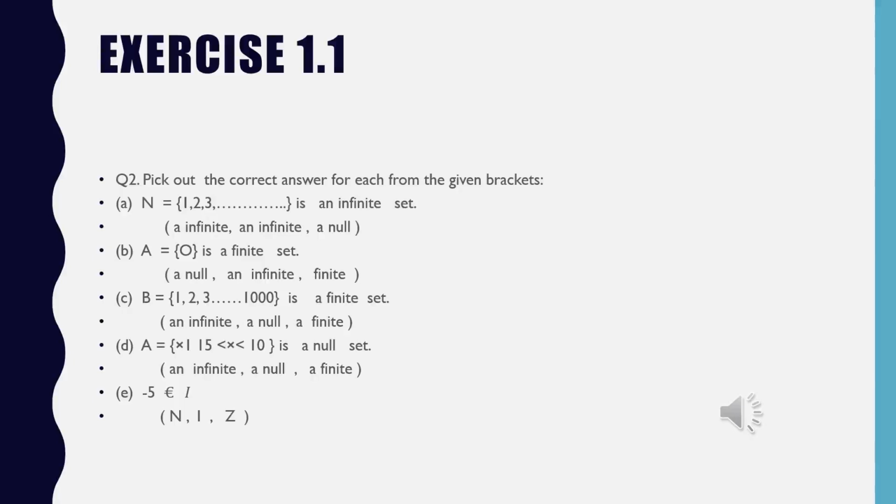Now the fifth and last part of this question is -5 is a member of dash, and the options are natural numbers, integers, whole numbers. Because the number has a negative sign and negative numbers always exist in the set of integers, the answer of the fifth part will be -5 is a member of integers I. This is all about question number 2.